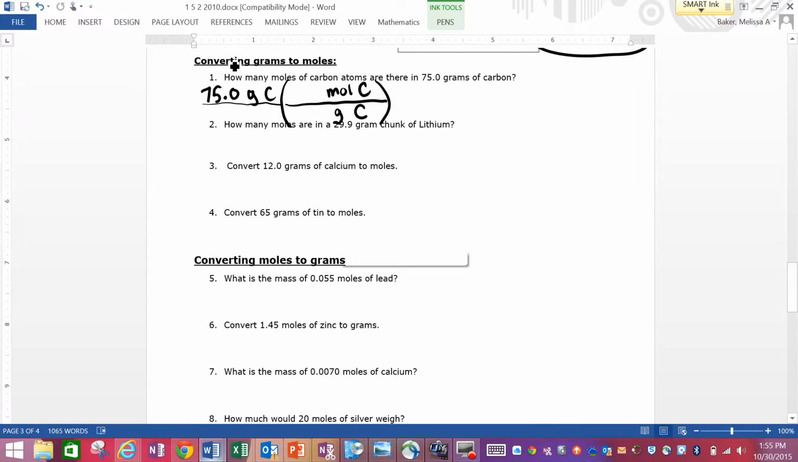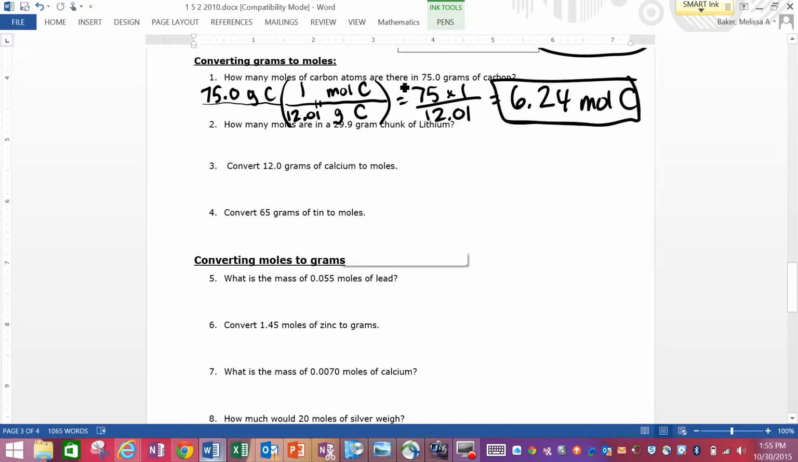Do we know a conversion from moles to grams? Sure, just look at the periodic table square. 1 mole of carbon equals 12.01 grams. Now we multiply everything on the top divided by everything on the bottom, and we get 6.24 moles of carbon. It's a good idea to label your units completely.